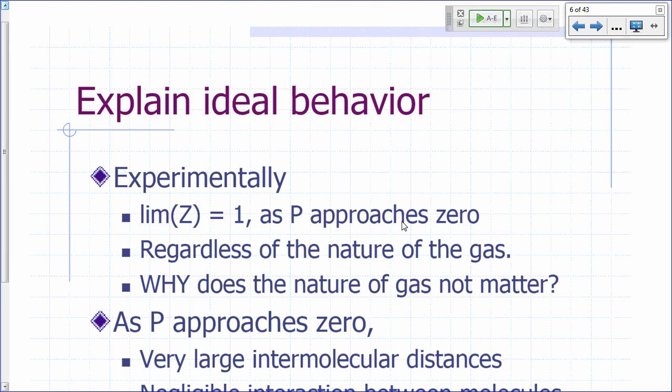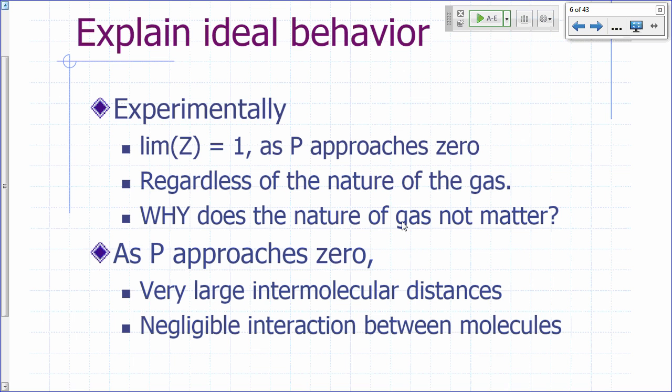So I calculate Z. So how do we explain deviation from ideal behavior? Well, first of all, let's understand what ideal behavior means. Remember we said the limit of Z as P approaches 0, at very low pressure, the value of Z is going to approach 1. That's ideal behavior, right? And this is true regardless of what your gas is. Why doesn't the nature of the gas matter at very low pressure? In other words, why is PV equals nRT applicable regardless of what the structure of your gas is? It doesn't seem to matter what kinds of atoms make up the molecules in your gas.